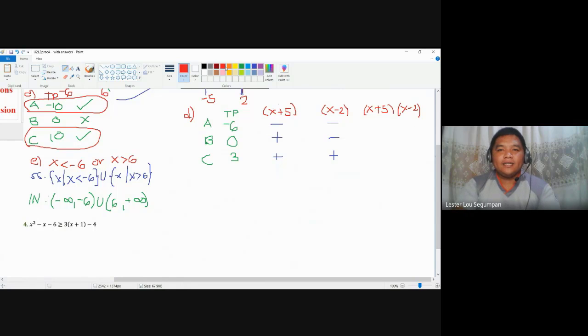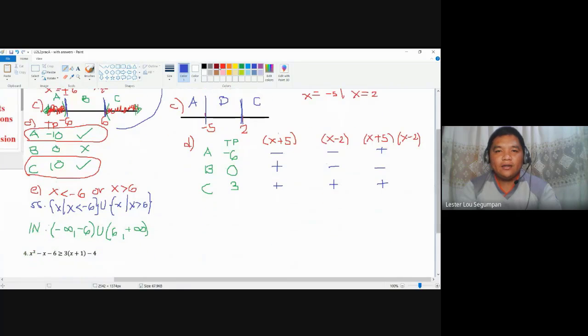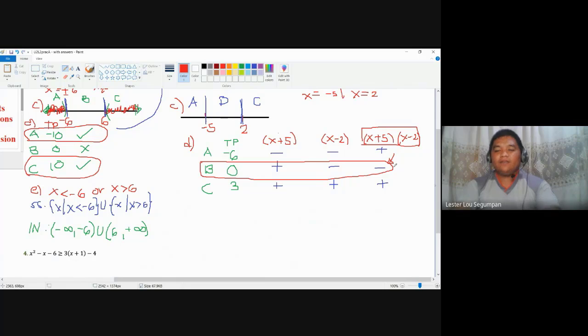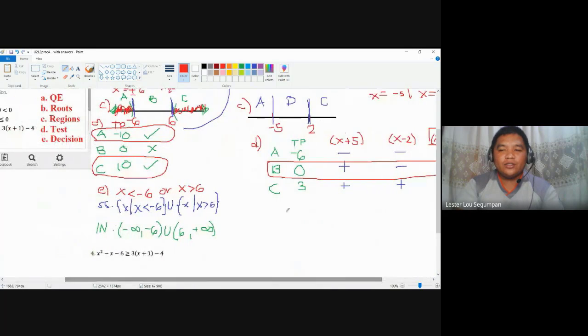When you multiply the signs, negative times negative is actually positive. Positive times negative is negative. Positive times positive is also positive. After you have completed this table, this is the right time to look at the given. The given tells us that the product should be less than 0. So the area where the final result is negative, this area here, the product is negative. So region B only.